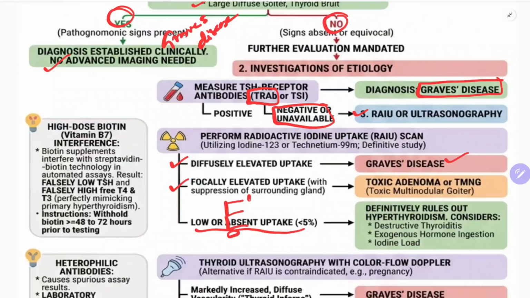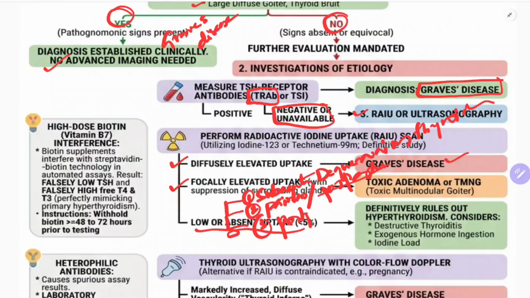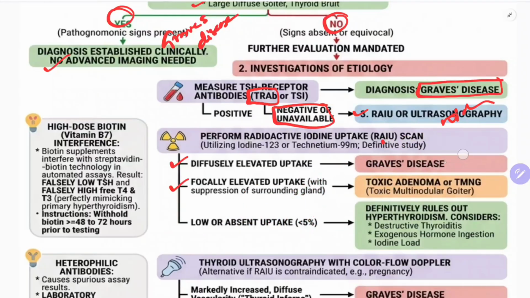The 3 causes are: number 1 is subacute thyroiditis, that is the first cause. Number 2 is painless thyroiditis, or third one is postpartum thyroiditis. So these 3 you should rule out. How will you rule them out? Now you will perform ultrasonography.